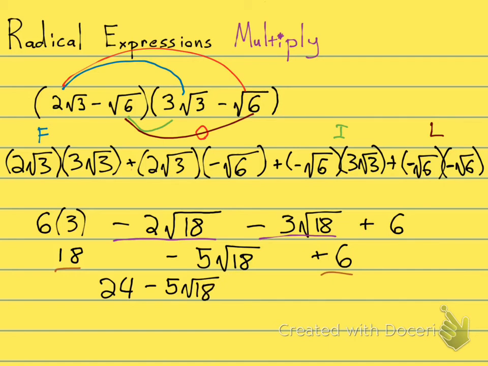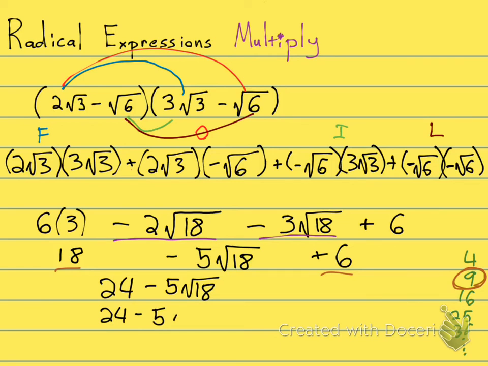Now I cannot combine any more of my terms, but I can simplify this right here, the square root of 18. Always look to make sure your radical is simplified completely. If I look at all of my perfect squares, 2 squared is 4, and 3 squared is 9, and 4 squared is 16, 25, 36, and so on, I can see that 9 goes into 18 2 times. So this is going to be 24 minus 5.